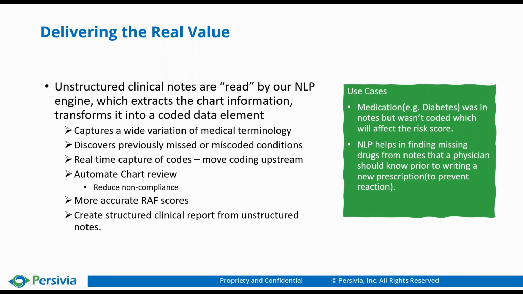Example of how we have used NLP. We found a medication for diabetes in the patient's notes section, but it wasn't coded by the provider. So NLP picked this up and suggested a code to the provider for diabetes. Now, this will help increase the RAF and affect the patient's risk score. Another example is when NLP helps in finding missing drugs from the notes that a physician should know prior to writing a new prescription, to avoid a contraindication.